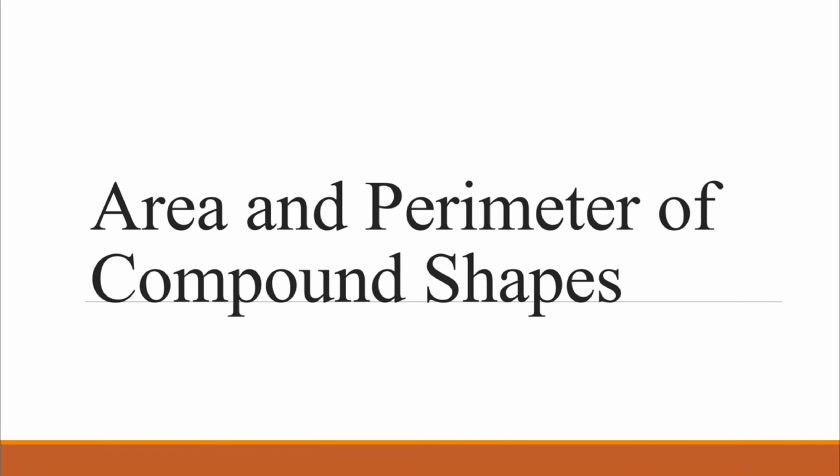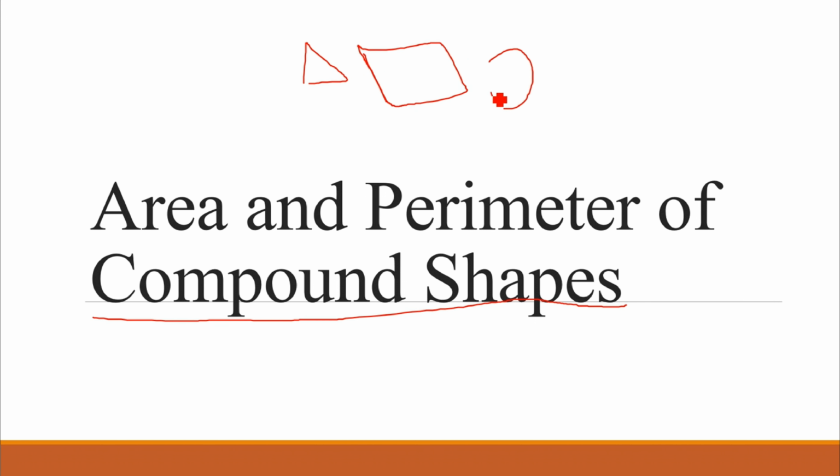Today our topic is area and perimeter of compound shapes. So what are compound shapes? Compound shapes means shapes that we get by combining or joining two or more simple shapes. What are the simple shapes? Like triangle, rectangle, square, circle, or semicircle. These are the simple shapes.